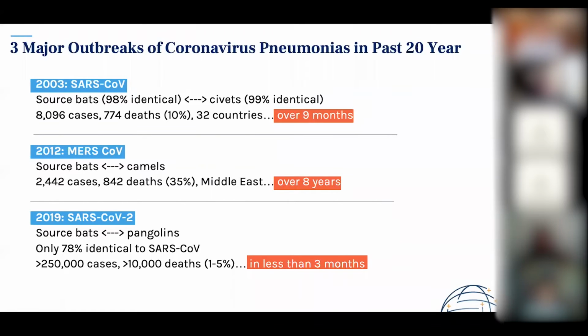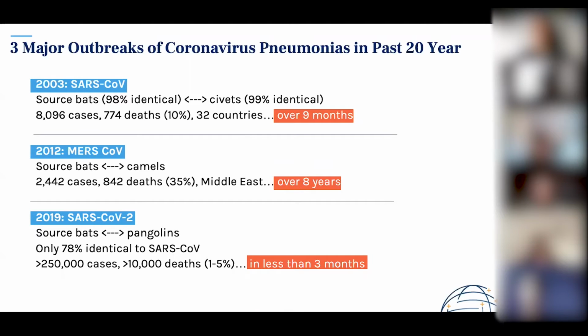So this was a really nasty coronavirus that started in bats. It probably jumped between bats and another animal called a civet cat. We think that because the virus that caused human disease genetically looks very similar to a similar virus in bats and civet cats. Over 9 months, this spread around the world. It wasn't highly infectious, only spreading to about 8,000 cases, but it was dangerous. It killed 10% of the people that had it.